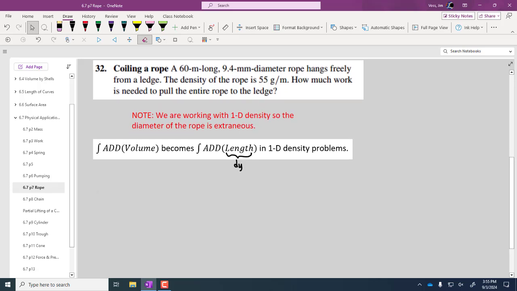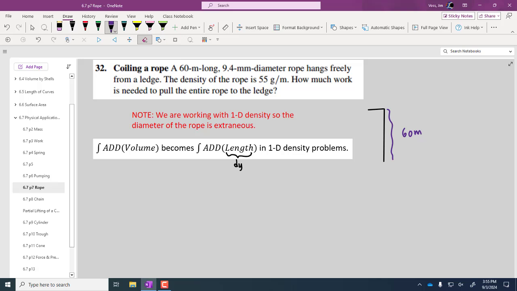Okay, so here we go. We're imagining this 60-meter rope, and the 60-meter rope is hanging over a cliff. So we've got a 60-meter rope dangling, hanging freely from a ledge. The density of the rope is given right there. The diameter of the rope is given. How much work is done? All right, well, let's be careful here. So the work is going to be the integral of A, that's acceleration, that doesn't change. Acceleration, density, distance. Density, oh, they gave it to us. Here is the density: 55 grams per meter.